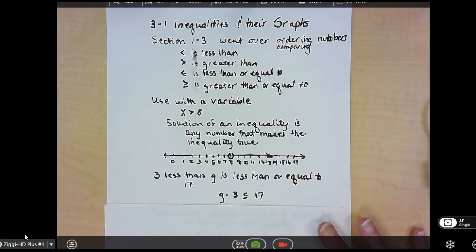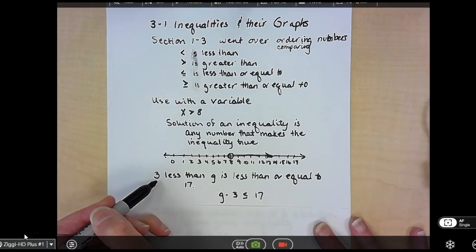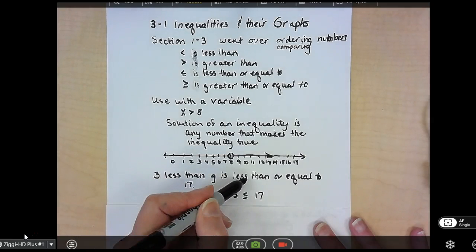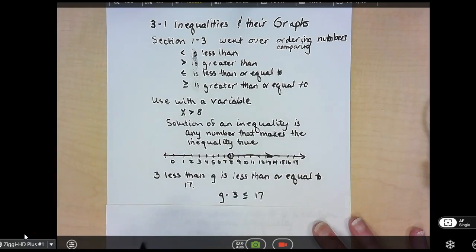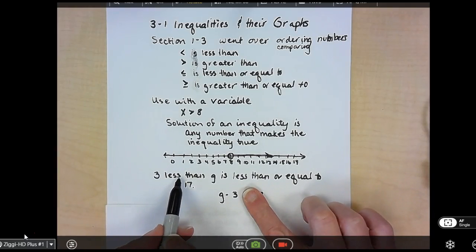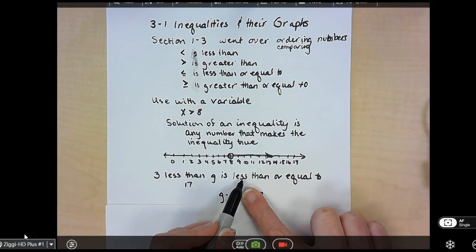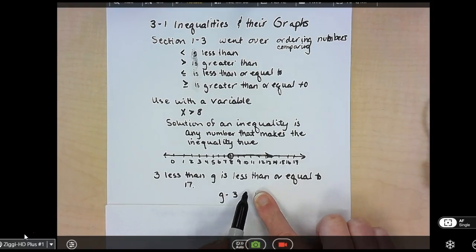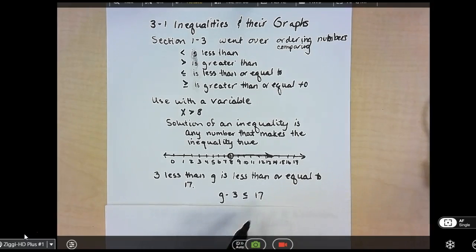When we have a story problem, 3 less than g is less than or equal to 17. Well, we learned when we have 3 less than something, we are subtracting 3 from that something. So g minus 3 is less than, is that inequality symbol, or equal to, then we put the line underneath it, and then we put the 17. Now we will be solving these in 3-2, but right now they're just getting you into the basic equations.